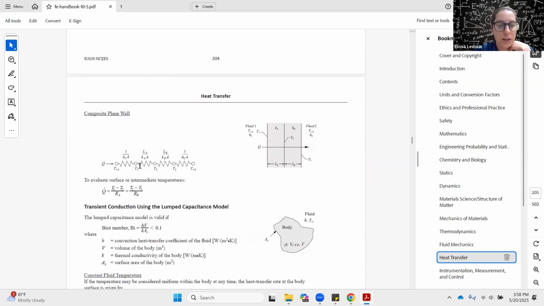If you have a bunch of different materials, you just find the sort of resistance of each one, and then you can find the temperature between each one and get the heat, which is proportional to the change in temperature of that substance.